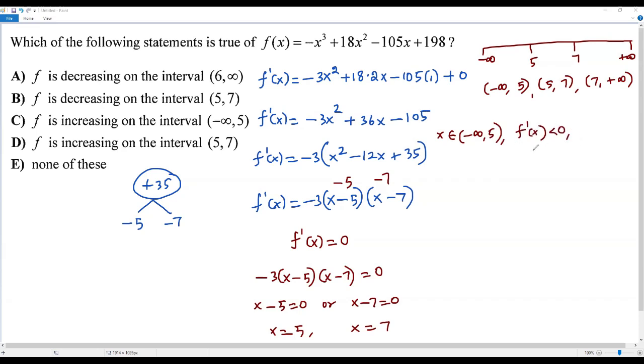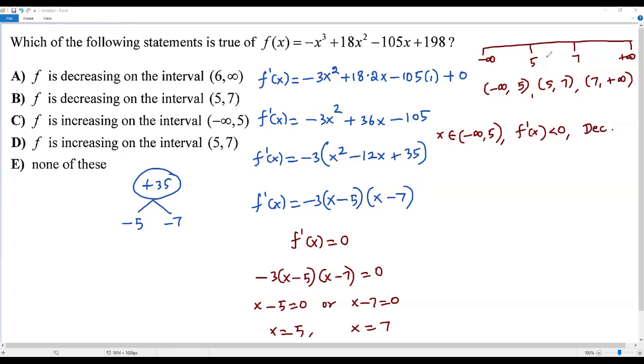If f prime of x, the first derivative, is negative, then the given function f of x is decreasing, because the slope is negative. So in this way, we have to check each interval. Now let me take the second interval, that is 5 comma 7.